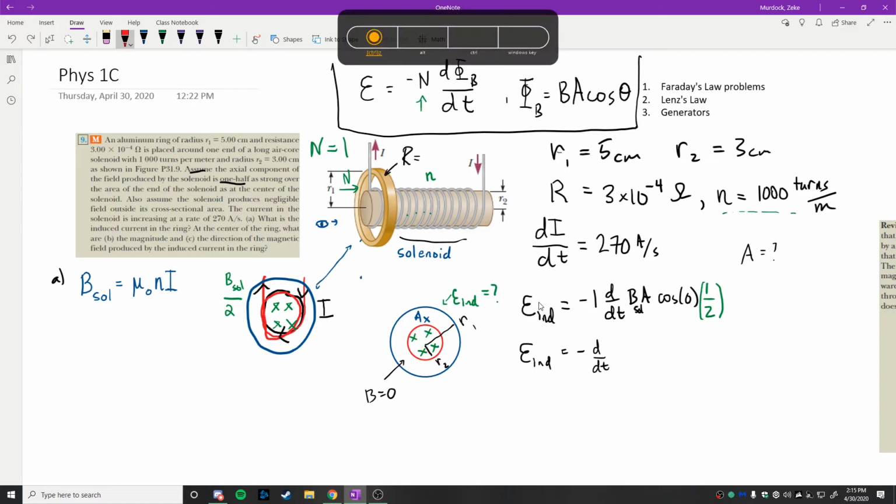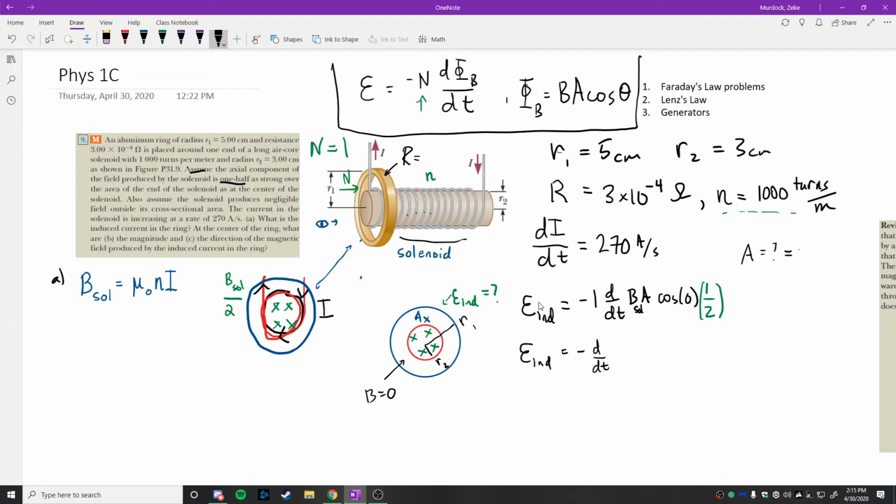Okay, so the area is just going to be pi times R2 squared. So we're doing only the area where the magnetic field actually is. So now we're doing the time derivative. Let's start putting things in. The magnetic field of the solenoid divided by 2, right? So that's mu naught, the number of turns per unit meter, the current flowing through the solenoid, all of that divided by 2. And then now we have to multiply by the area, which is just pi times R2 squared. And we have to take the derivative of all of this.